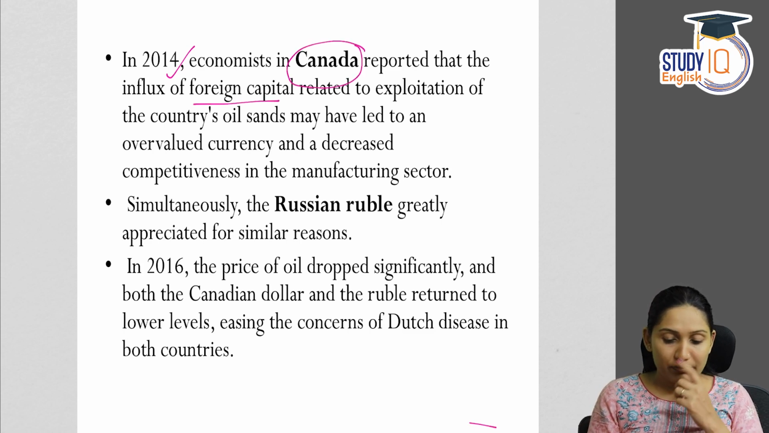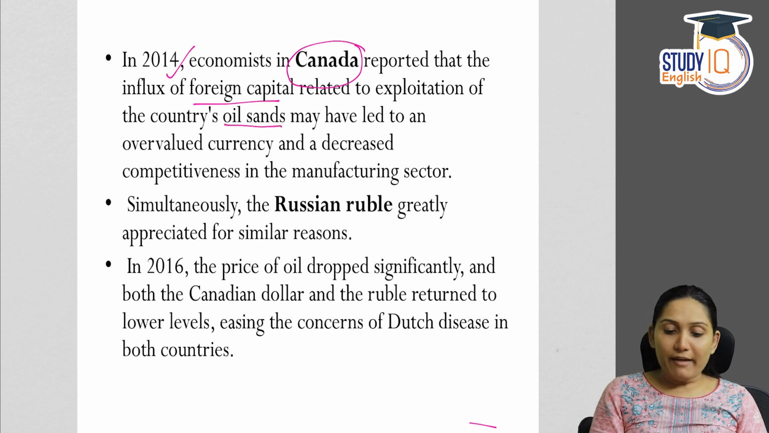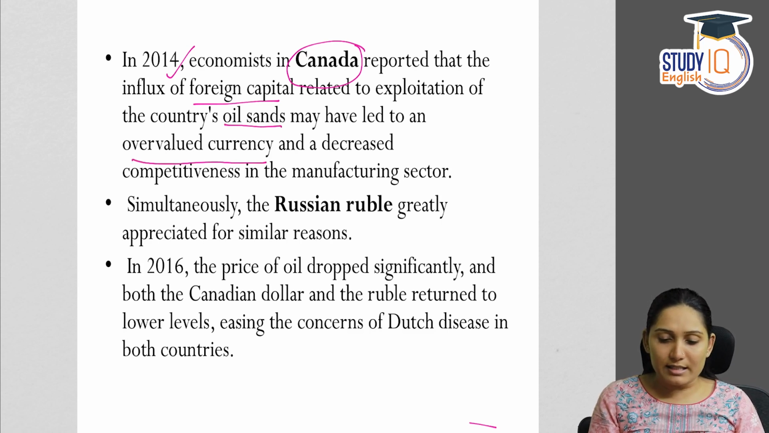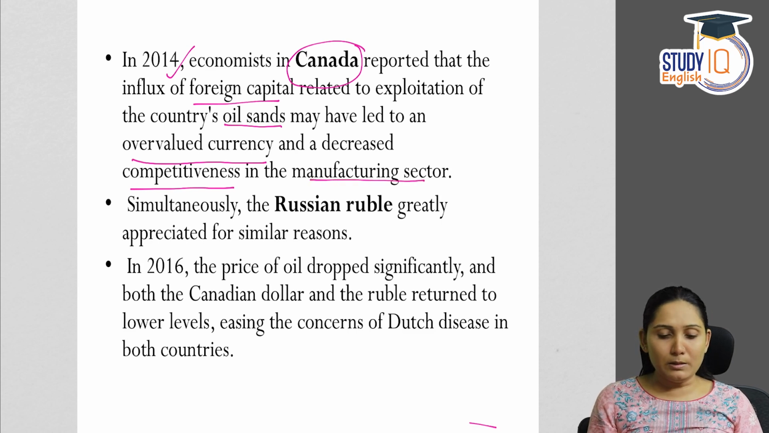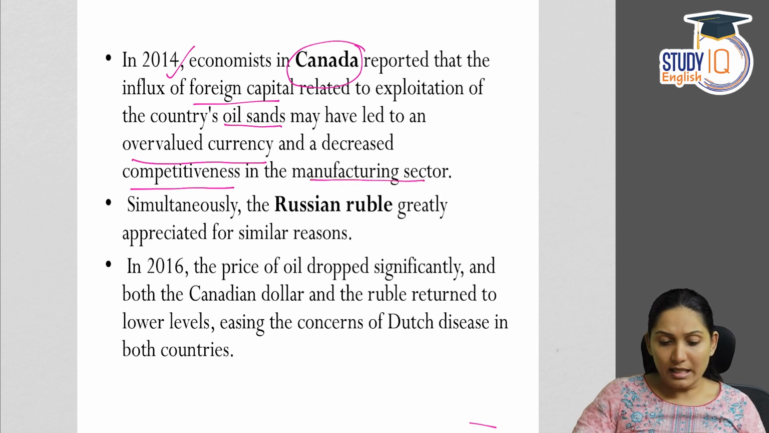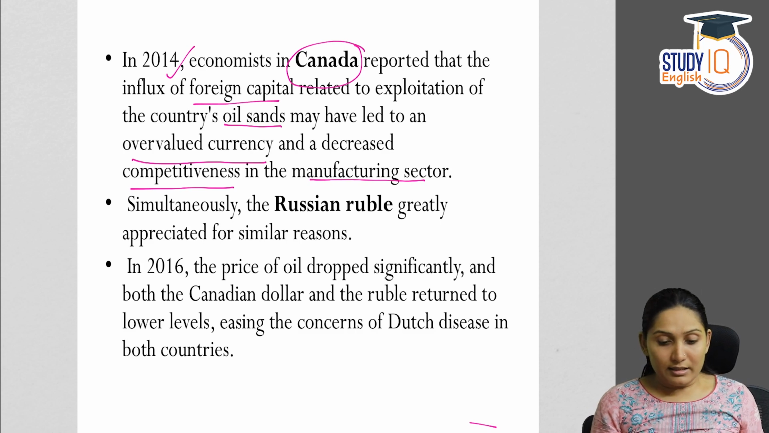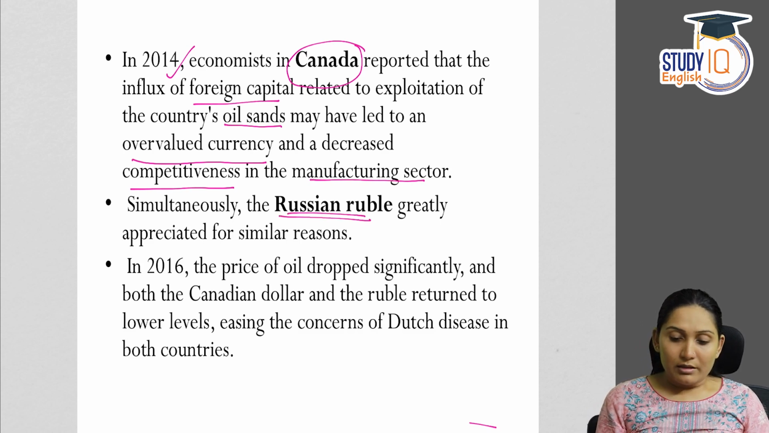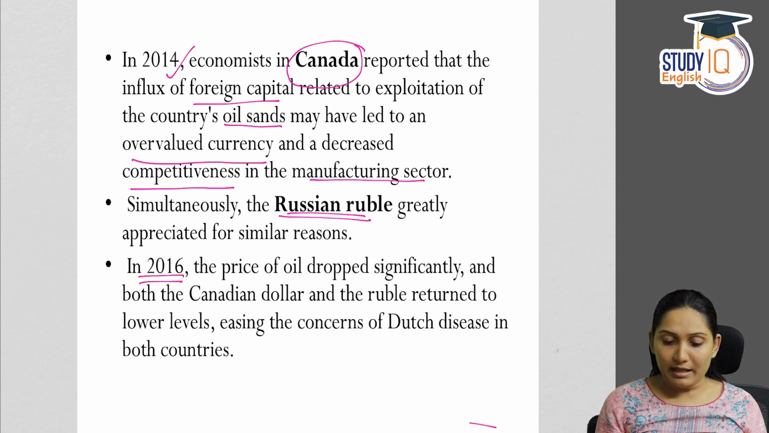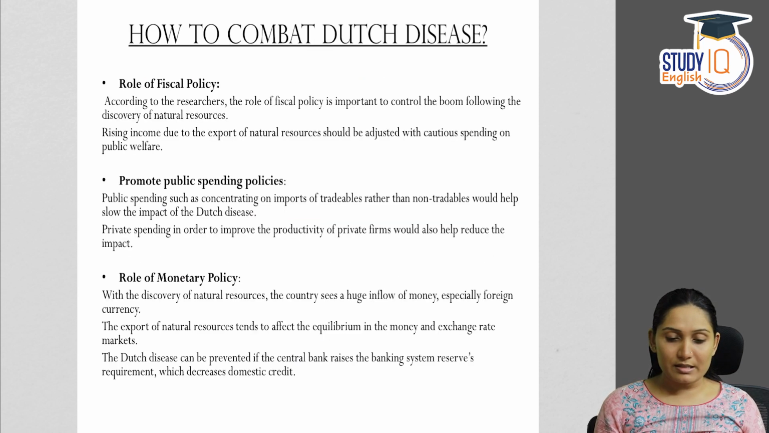Now, another example is in 2014, economists in Canada reported that the influx of foreign capital related to exploitation of the country's oil sands may have led to an overvalued currency and a decreased competitiveness in the manufacturing sector. So, this is another example in Canada. Another one is the Russian ruble. It greatly appreciated for similar reasons. In 2016, the price of oil dropped significantly and both the Canadian dollar and the ruble returned to lower levels, easing the concerns of Dutch disease in both the countries.